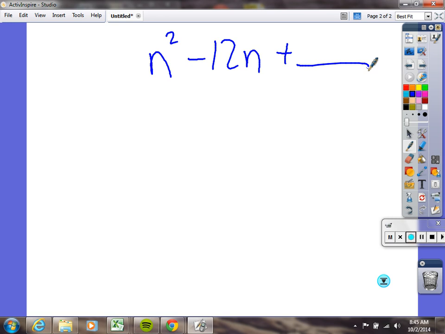Say it in your head first before you shout it out. Think about the pattern. If it is a perfect square trinomial, what should go there? Give it some time, people. What do you got for me? 144? Not quite. Kenzie? It would be 36. Can you explain your thinking process to me, please, Kenzie?